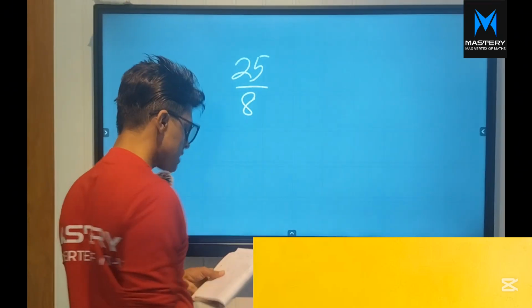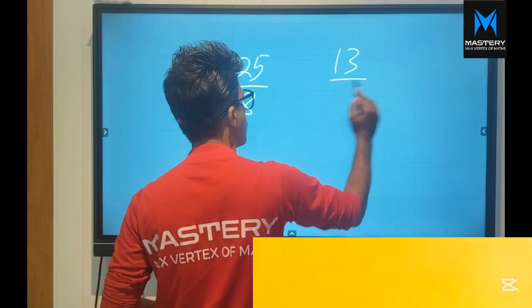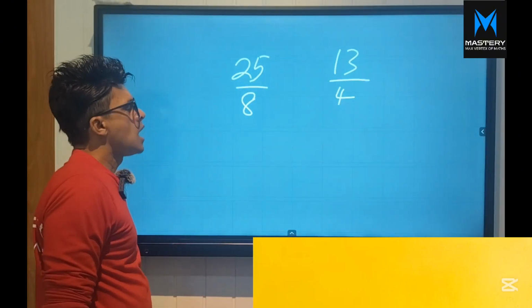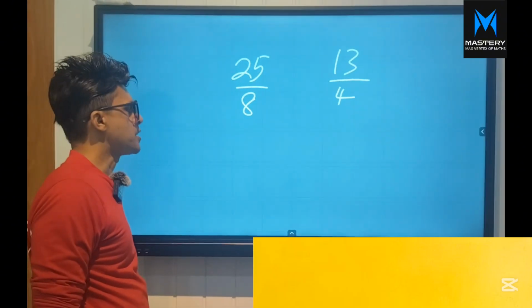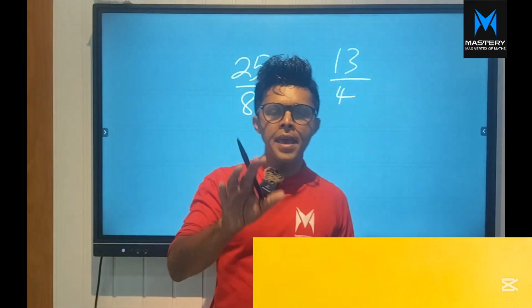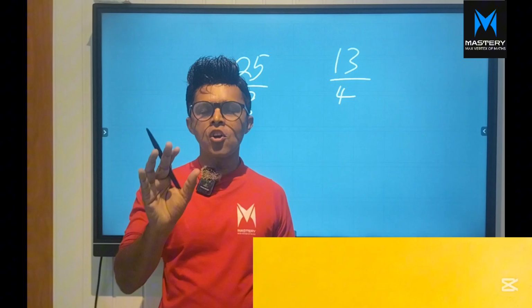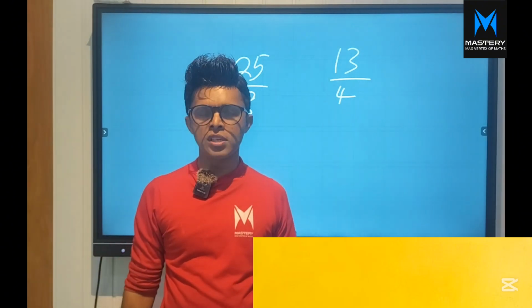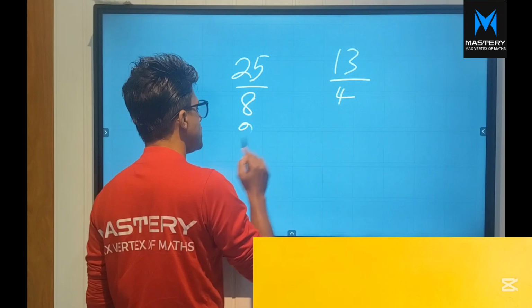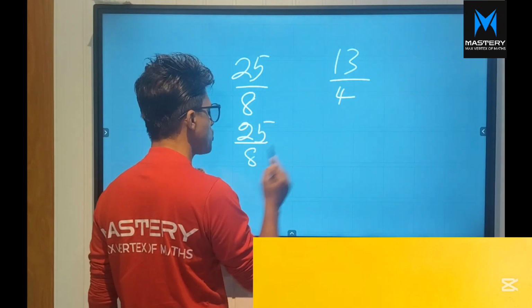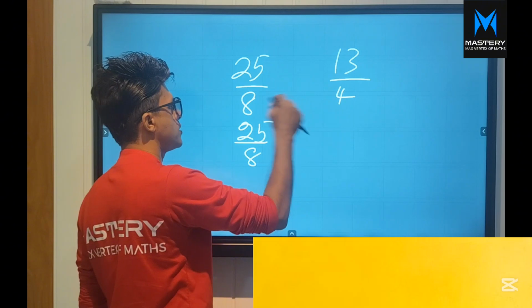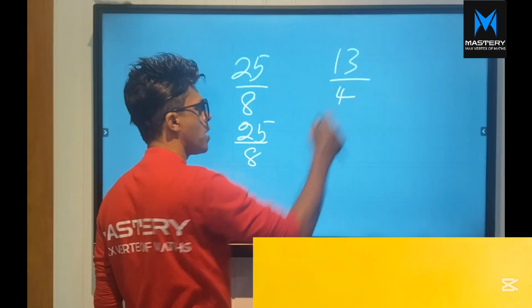25 over 8 and 13 over 4. How can you find the greater fraction here? So here 8, here 4. We need to make equal denominators in both fractions. So here 8, here 4. So we could convert this 4 to 8.